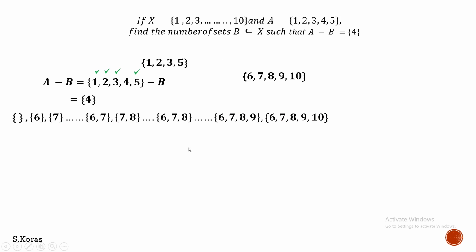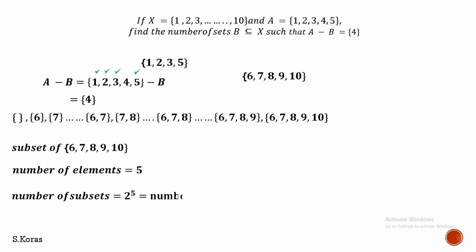So if we find the number of subsets of this set, then that many sets we can frame for B. So the number of subsets to find is for the set 6, 7, 8, 9, 10. The number of elements in the set is 5, and the number of subsets will be 2 to the power 5. So the number of ways is 32. So we can form 32 sets for B, and we will get the answer A difference B is equal to 4.